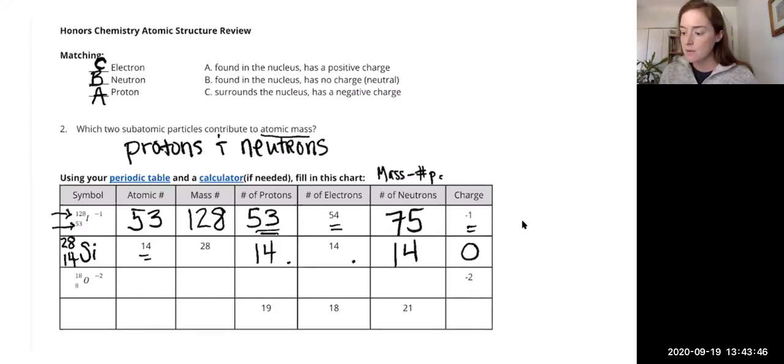If it helps you to write 0 here, you can. But as you get further along in this, you'll see that we actually just leave it blank. If the charge is 0, you actually just don't write anything in. It's assumed that there's no charge if there's nothing written there, okay? All right, let's do 2 more and then we'll call it a day.